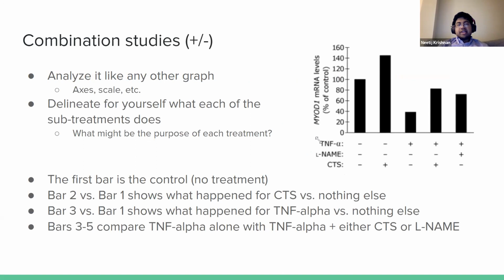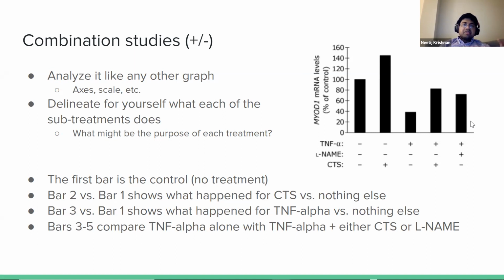Okay, combination studies. So this is where you're going to have one of those graphs with a table underneath it that has a lot of minuses and plusses. So you have a bunch of factors and you're combining them in different permutations. This can be kind of intimidating, especially if there's a lot of molecules and proteins that they're throwing at you. But the way to do it is you first analyze it like any other graph.